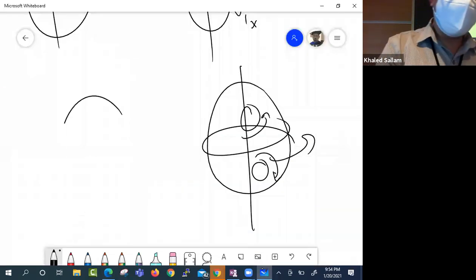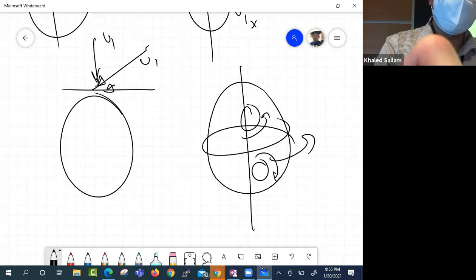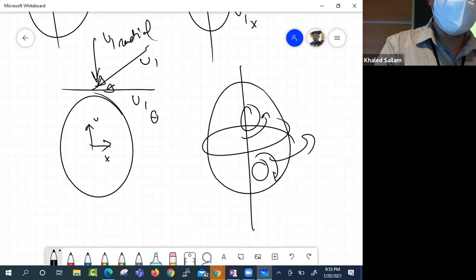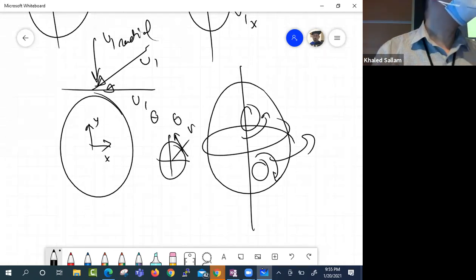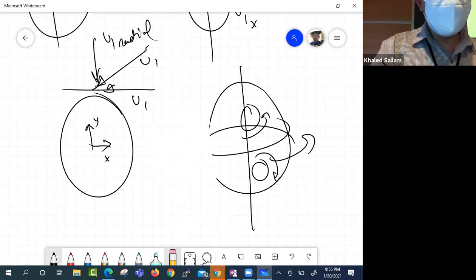So in my sketch over here, if this is V1, it's very clear why I'm going to call this V1 radial, right? And it's also clear why I'm going to call this V1 theta, because in Cartesian coordinates it's X and Y, but in polar coordinates, it's R and theta, right? Make sense? Tell me if you are not comfortable with it. So it's called V1 theta.